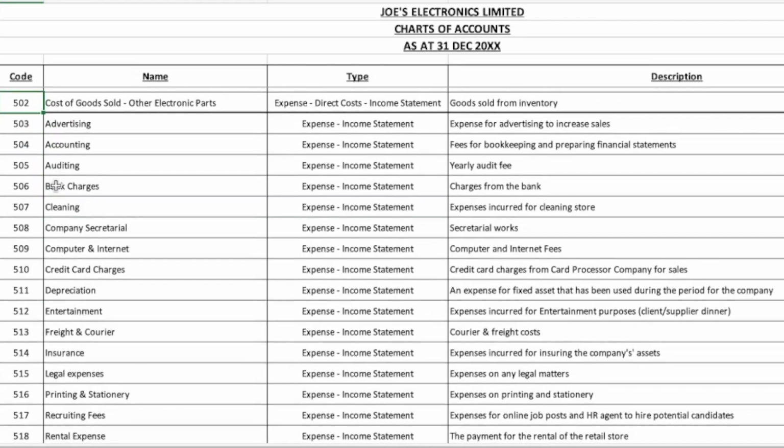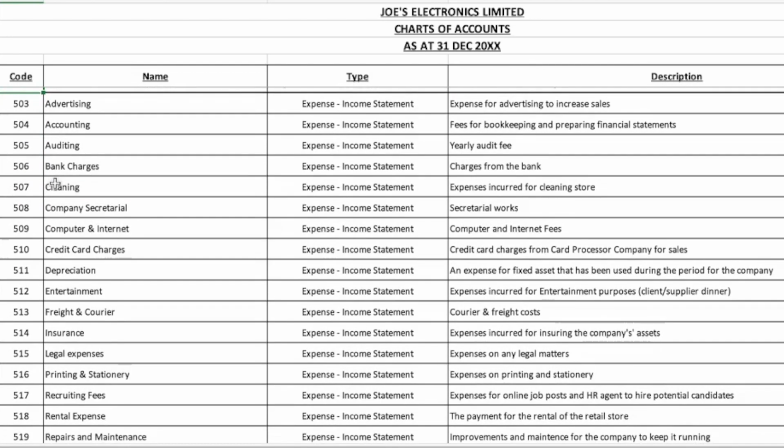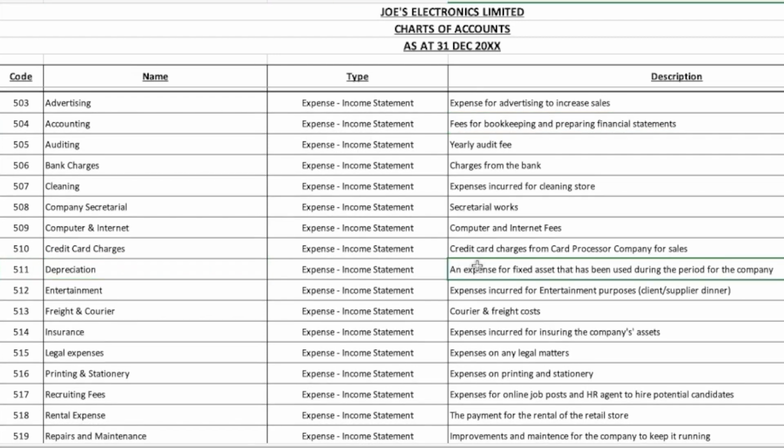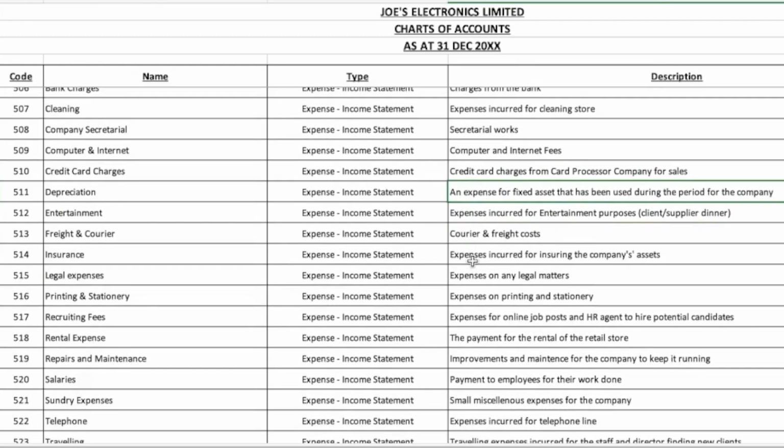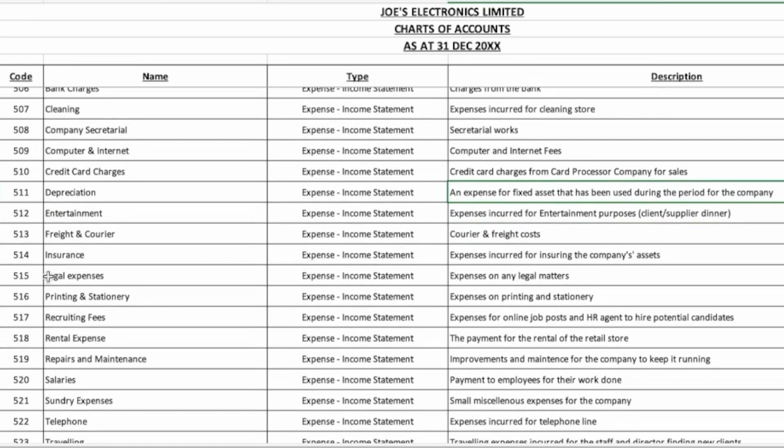And then down here we have operating expenses, right? So accounting, which are fees for bookkeeping and preparing financial statements. Let's take a look at another one. Depreciation, an expense for fixed assets that have been used during the period by the company. And legal expenses, expenses on any legal matters. Salaries, payment to employees for their work done.